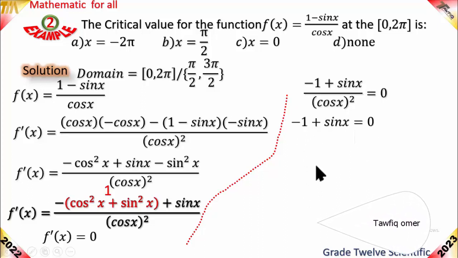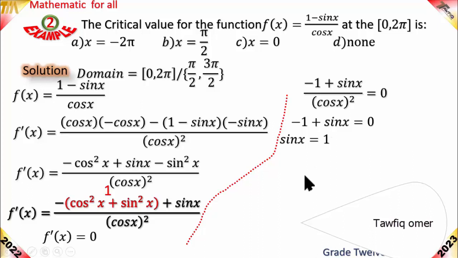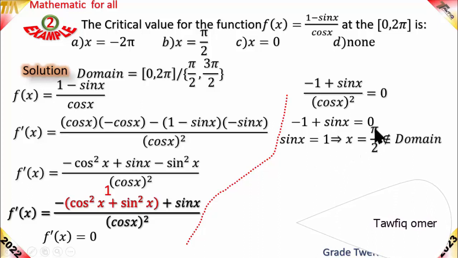Then sine x is equal to 1. Sine is 1 at the 90 degree. Therefore, x is equal to pi over 2. But it does not belong to the domain of this function. Therefore, it is not a critical point.